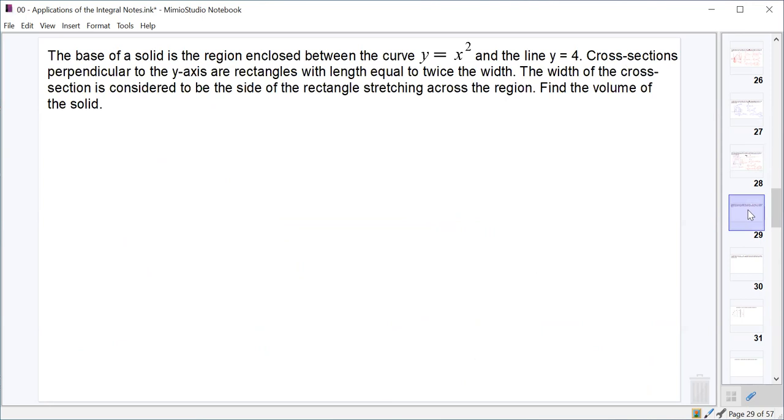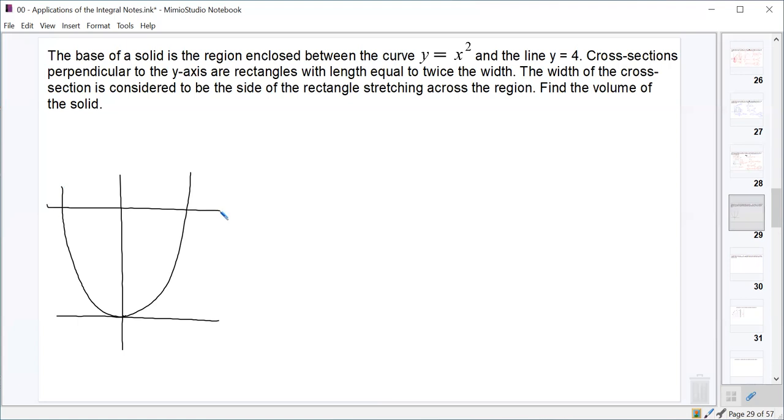This time we're looking at the base of a solid, which is the region between the curve y equals x squared and y equals 4. So I'm just going to sketch this. There's y equals x squared and there's y equals 4. A couple of pretty basic graphs. So the region we're talking about is this region right here, in between the two functions we've got.